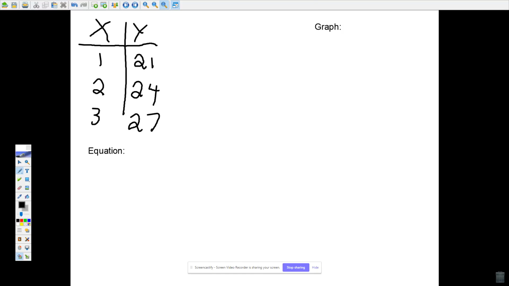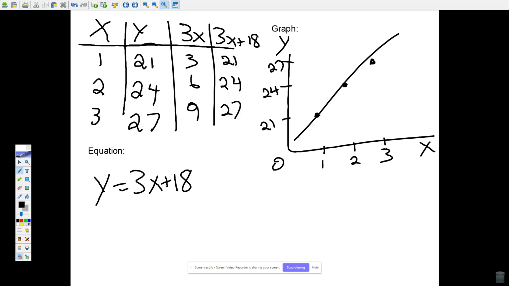Please pause right now. I want you to come up with the equation for this table, and then once you have the equation, I'd like you to draw a quick graph of it. Please try now. The answer is, these are going up by 3, so it'll be 3x. 3 times 1 is 3, 3 times 2 is 6, 3 times 3 is 9. In order to match these 3 numbers up to the second column, we have to add 18 each time, so our equation becomes y equals 3x plus 18.